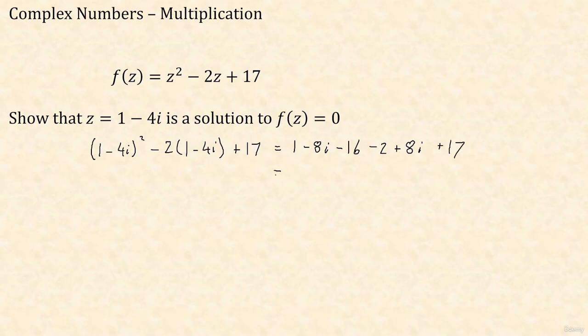So the real part here is 1 minus 16, so we're at minus 15. Minus 2 to get us to minus 17, plus 17 is 0. And the imaginary part is negative 8i plus 8i, which is 0 as well. So, yes, z equals 1 minus 4i is indeed a solution. When we sub it in, we get 0.